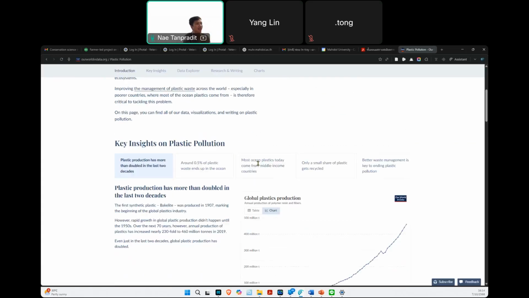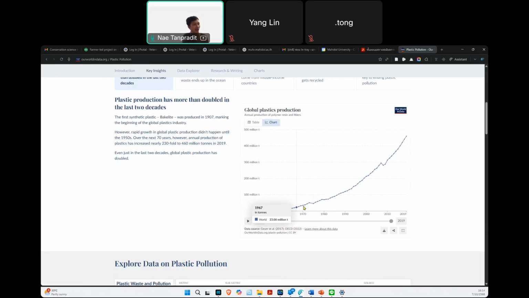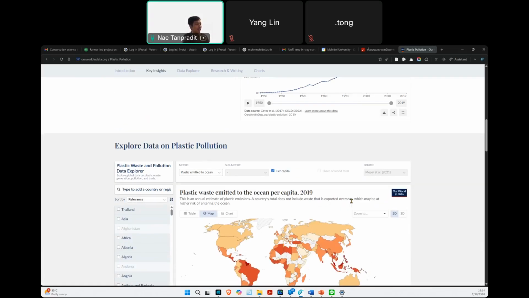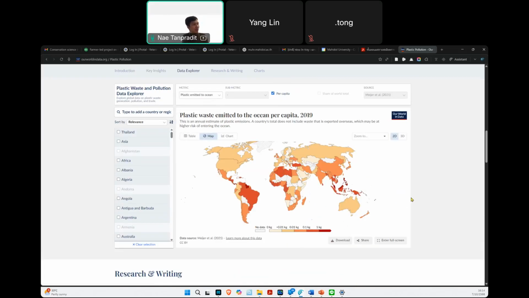They have visualized graphs, and you can put your mouse over each year to see. Like this is global plastic production. This is how it's distributed in the ocean. Plastic waste emitted to the ocean. Who's responsible for the plastic waste in the ocean? Okay, per capita. You see, oh, Thailand, you are a bad guy. Okay, Thailand, China, oh, good. But this is per capita.